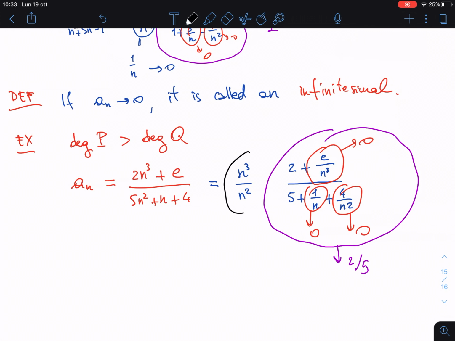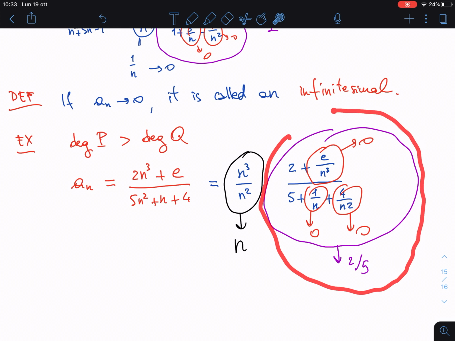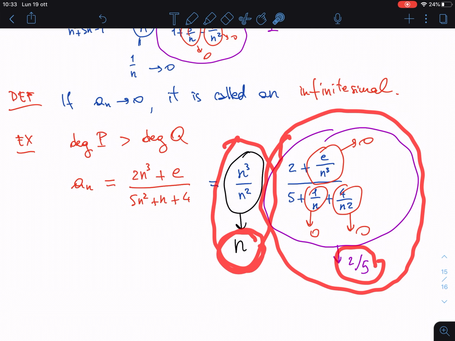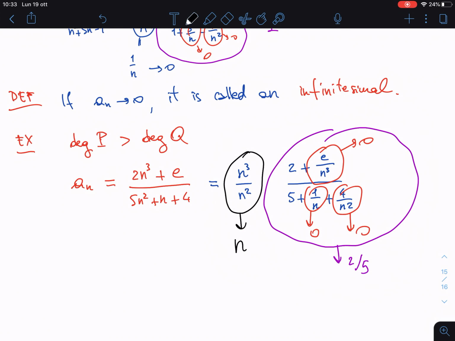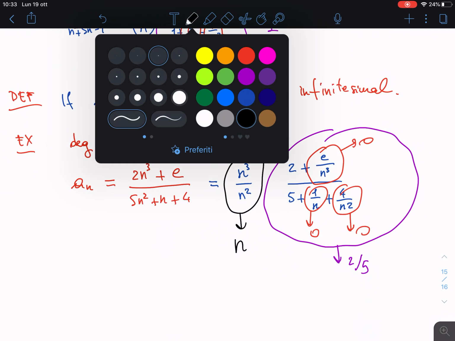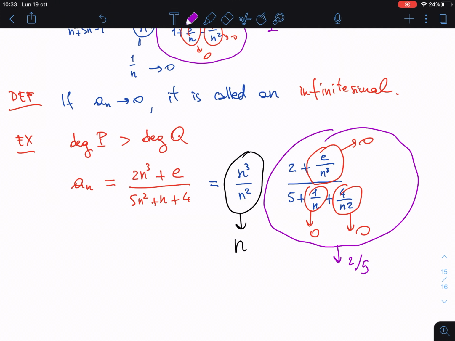Whereas the two highest power terms give n. Now, here again there is the product of two sequences, one sequence that goes to 2 over 5 and another sequence that is equal to n, but n is not convergent, so we cannot apply the algebra we know.